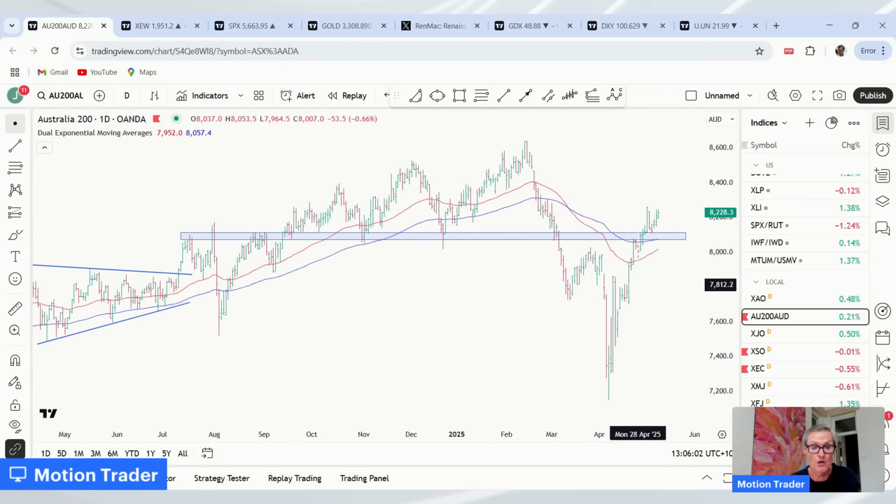I'll show you a stock I bought a little bit later. And also, of course, the motion trader signals are providing new opportunities, and that's where I'm finding my own new stocks, which I'm adding to my portfolio.